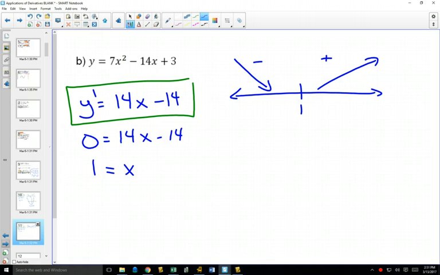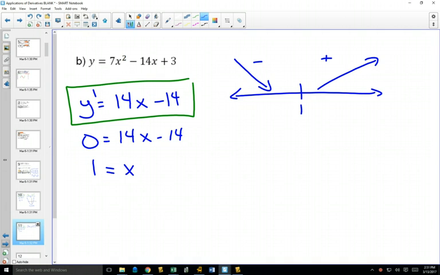If I plug in 0 into my original function, it's positive 3. But what we're looking at is what's happening to our derivative. And that's why I put the green square around the derivative. We're always plugging things into our derivative. Plugging it into our original equation gives us a point on the graph. So plugging 0 into our original equation tells us that the point 0, 3 is on our graph.